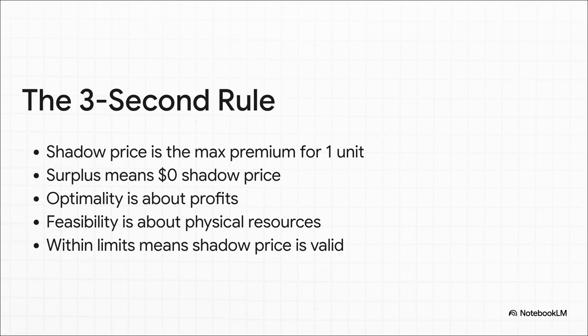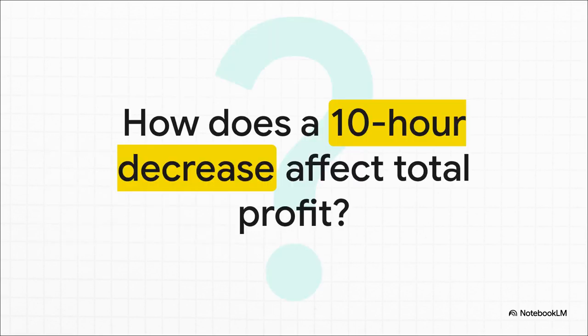If you can instantly recall these 5 bullet points, you're going to rapidly eliminate wrong choices and entirely dominate the MAS section. So let's actually apply this. We drop from 100 hours to 90. That is a decrease of 10. Does 10 fall within our allowable decrease of 20? Yes, it totally does. Because it's within the limit, our $1.50 shadow price is valid. Therefore, losing those 10 hours costs us 10 times 1.50. Total profit drops by 15 bucks. You apply the range of feasibility and you decode the bottom line like a pro.